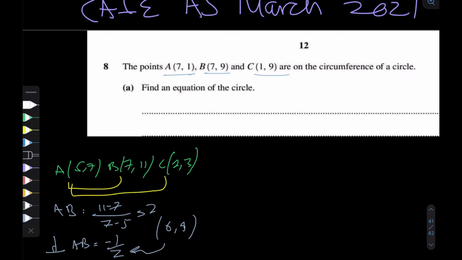And so this question is the same as this one, and you can do the same procedure. Find the perpendicular bisectors, equate, and you get the equation, QED. Bye bye.